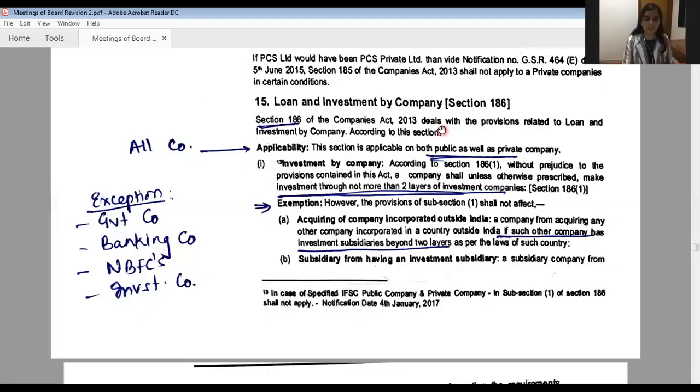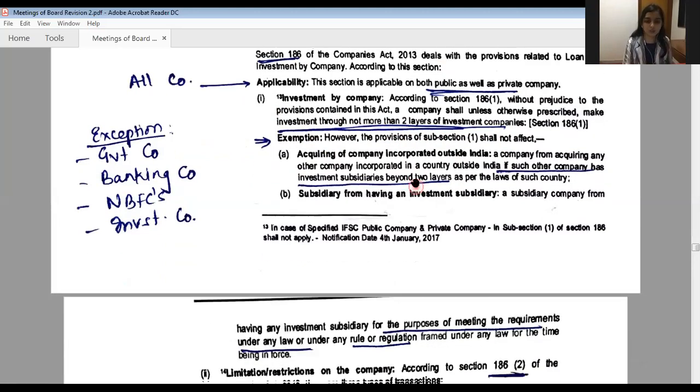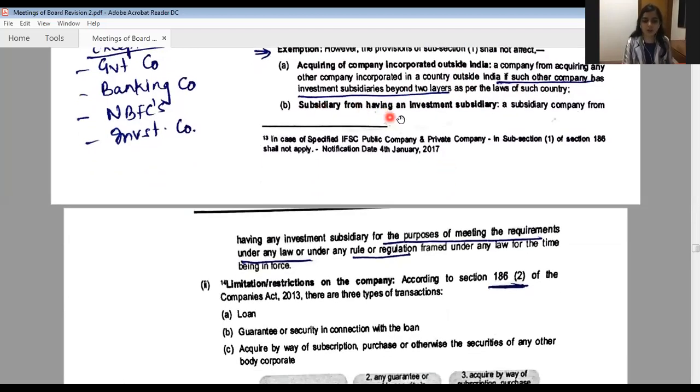Now, section 186 contains the provisions related to loans and investments by the company. This section is applicable to all companies, that is, public as well as private companies. This section states that the company can make an investment through only two layers of investment companies, that is, it cannot make investments through more than two layers of companies. The exceptions to this clause are acquiring a company incorporated outside India if such other company has investment subsidiaries beyond two layers, and a subsidiary having an investment subsidiary for the purpose of meeting the requirements of any law or regulation or rules.